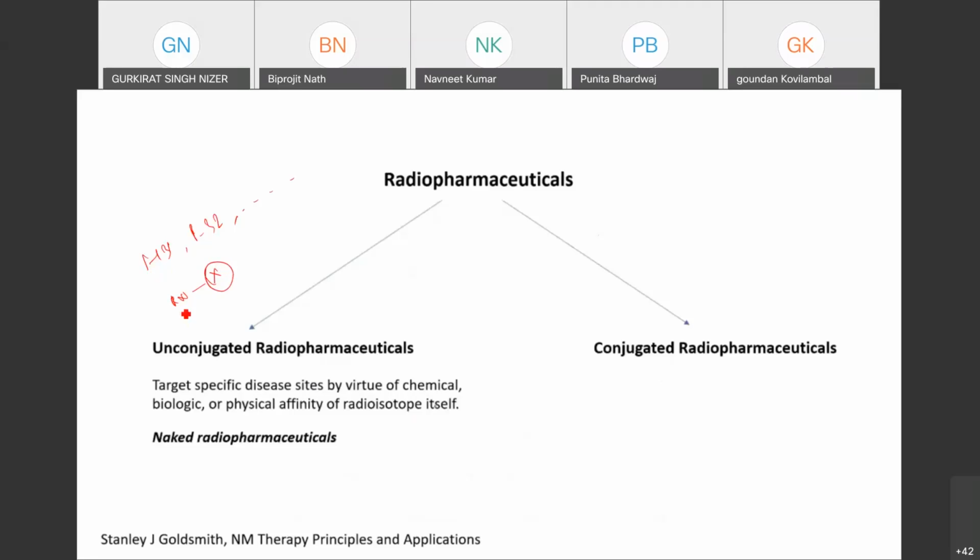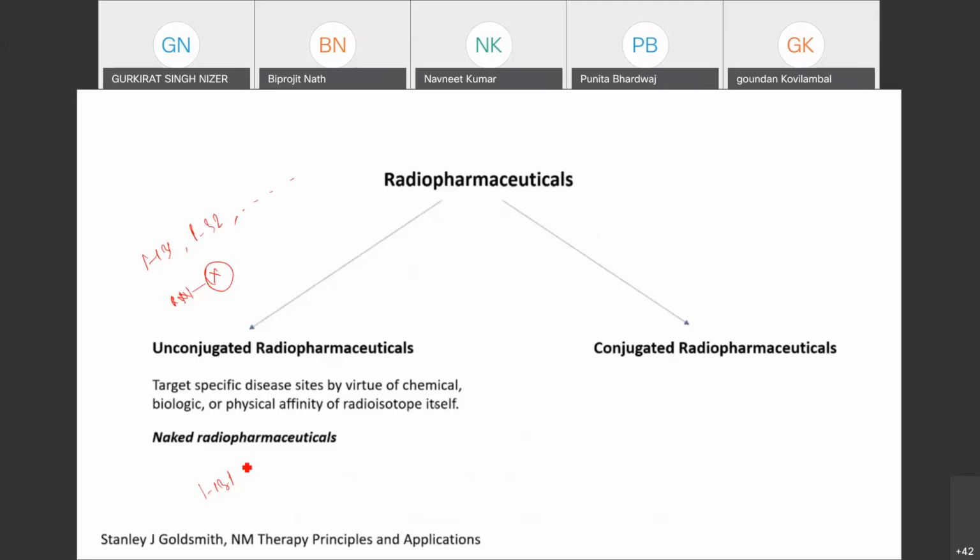Fine. But if the radionuclide is a naked one, how can it target a specific disease? That's obviously the question. As we are calling these radionuclides or radiopharmaceuticals, and as they are being used for therapy, obviously they have a specificity for a given disease. For example, if we talk about iodine 131, it targets a specific disease by virtue of its chemical, biological, or physical affinity for the given location.